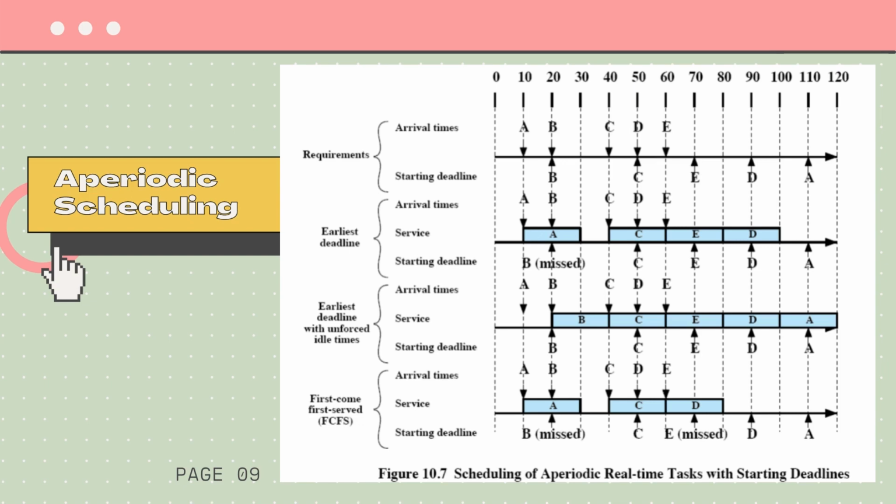We can see on the second column, earliest deadline. The first deadline is A, followed by B, C, D, and E. A is placed first because it is the first on the line, followed by B, but B is missed because A took the process 10, and so on. On the third column, earliest deadline with unforced idle times, we can see that B is placed first because A is not yet ready. And why is it not ready?